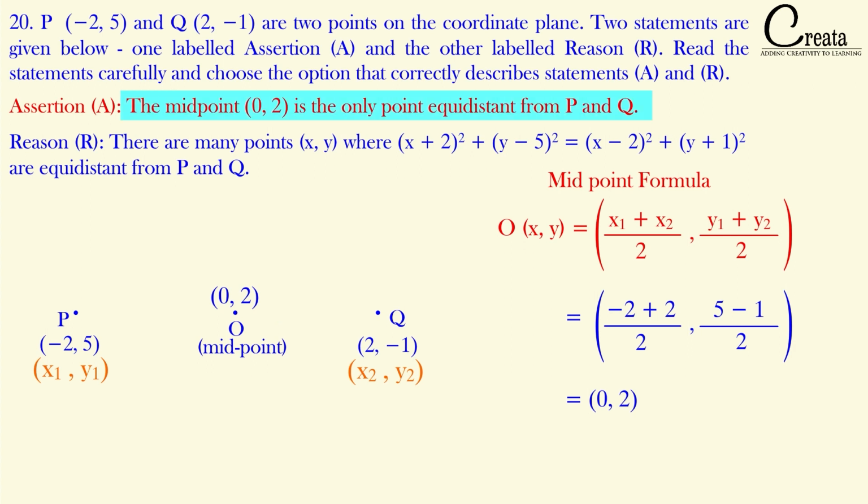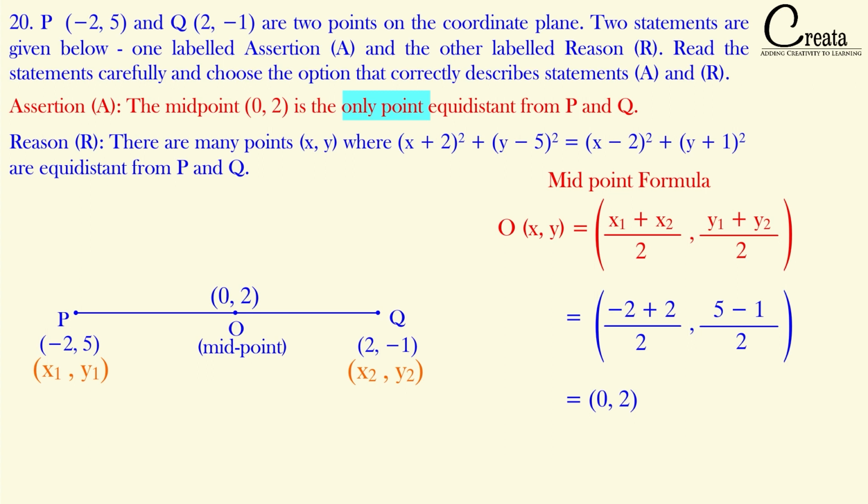It is given that the midpoint is the only point equidistant from points P and Q. Is it? The midpoint is equidistant from the points P and Q. This is true. The midpoint is the center point, so it will be equidistant from both the points. This is true. But is the midpoint the only point which is equidistant from the 2 points?